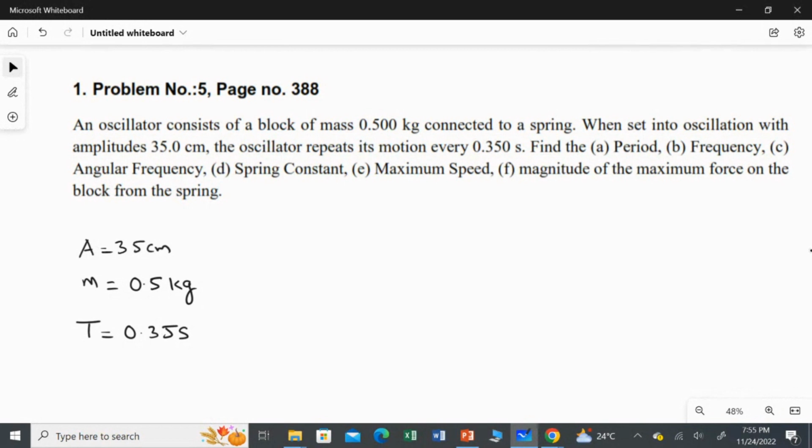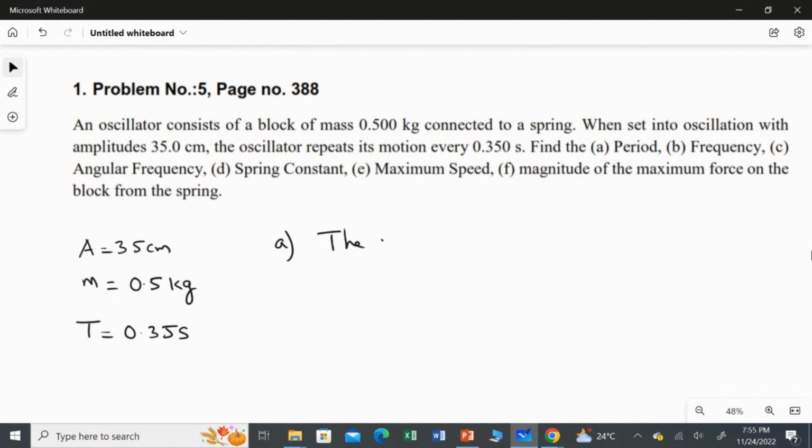By using these data, we are going to find the time period. So the first question, we are going to find what is the time period. The time period is already mentioned in the question. What they mentioned, its motion repeats for every 0.35 second. If its oscillation repeats for every 0.35 second, it indirectly says that this is its time period, right?